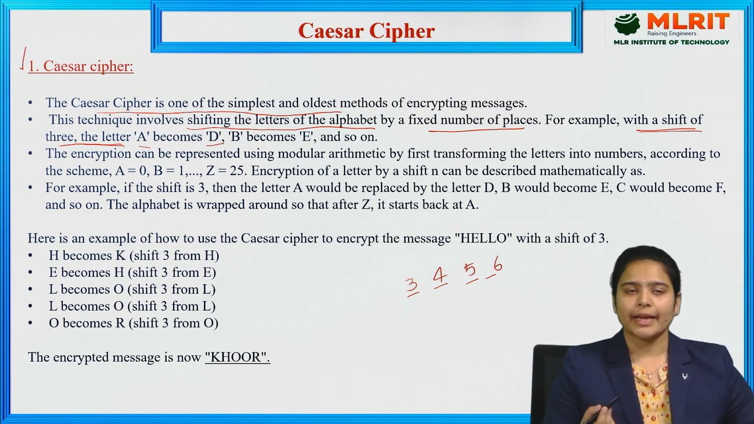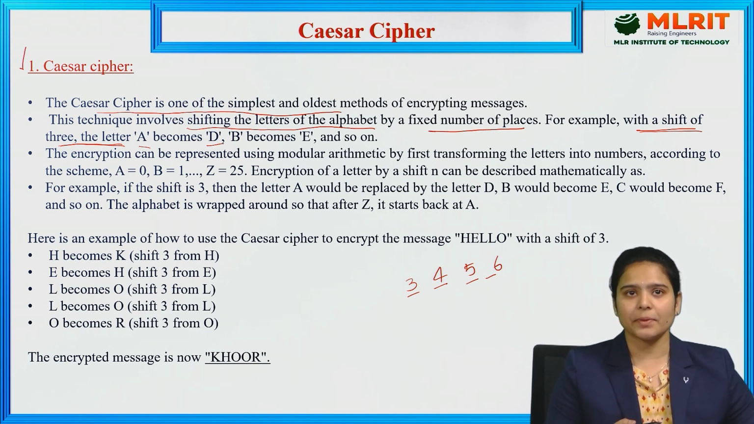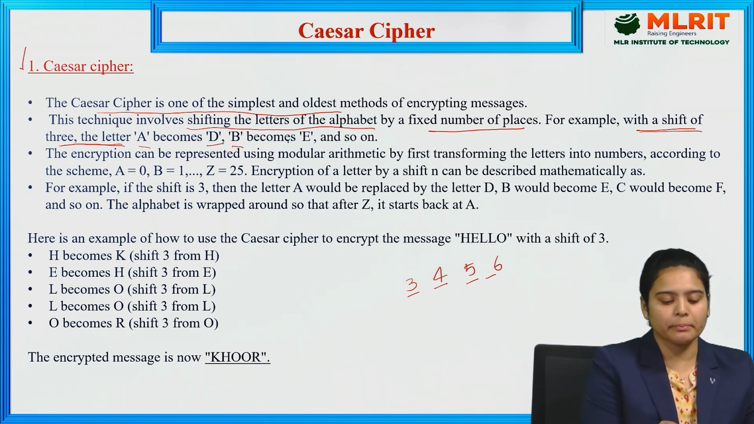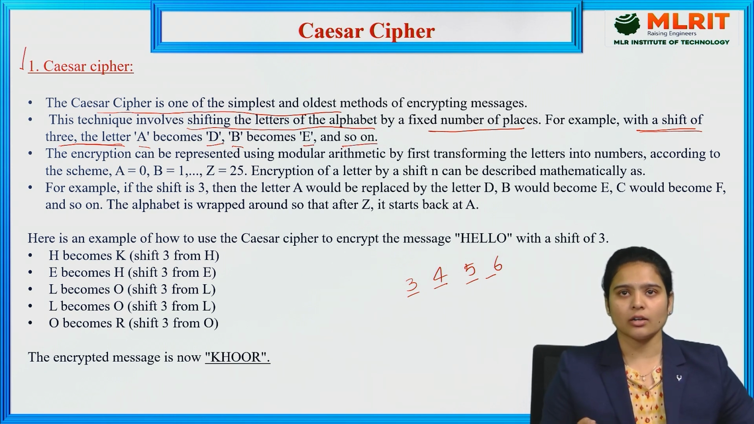So A, then B, C, D. What is the third place? The third place is D. That's why A becomes D and B becomes E. Like that, for all the alphabets, we need to shift by 3 places.